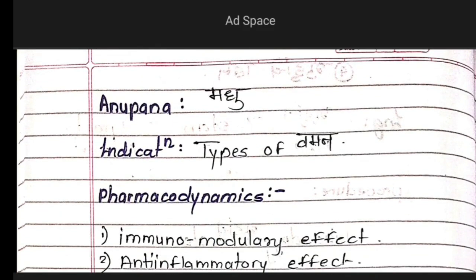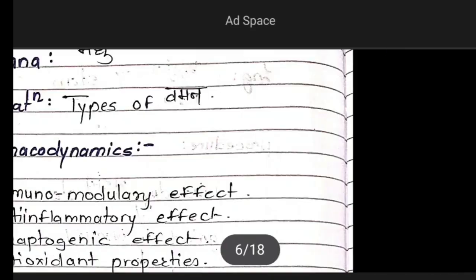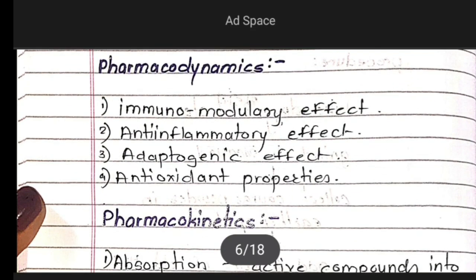What is Anupana? Anupana is Madhu, indicated in types of Vamana. Pharmacodynamics: immunomodulatory effect, anti-inflammatory effect, adaptogenic effect, antioxidant properties.